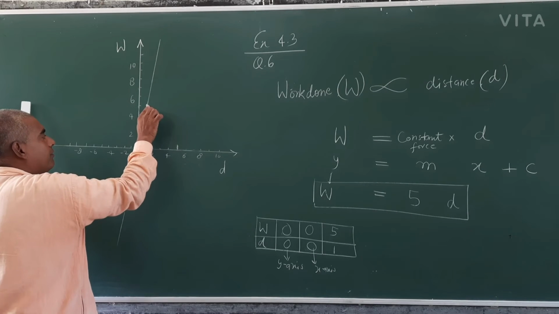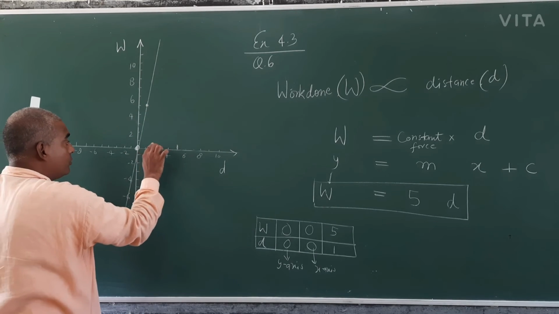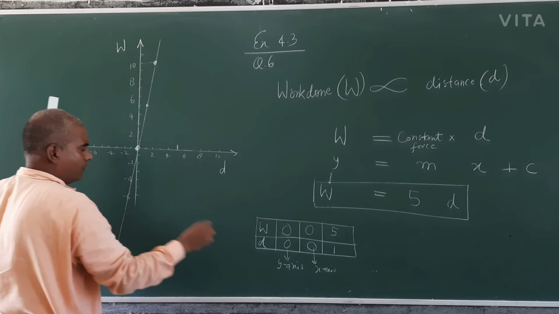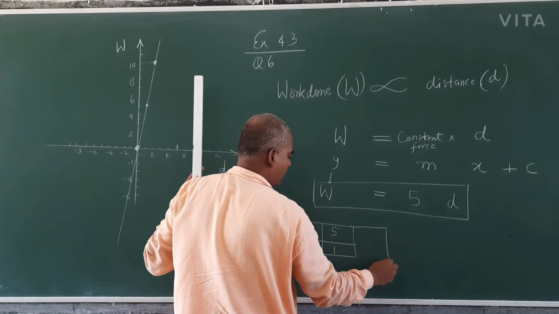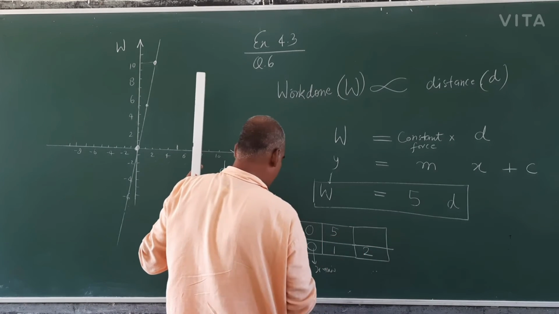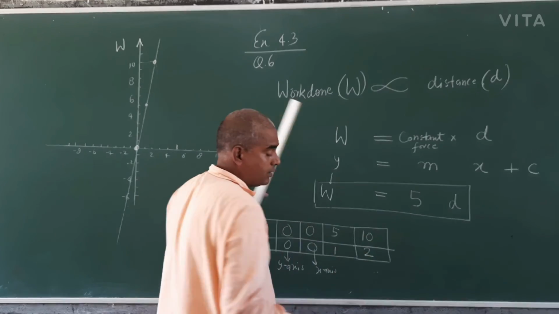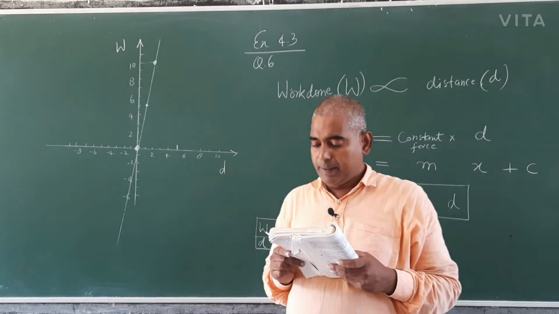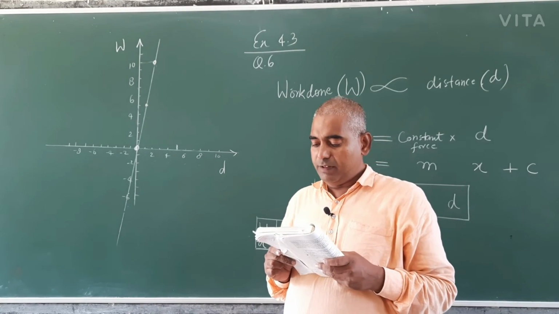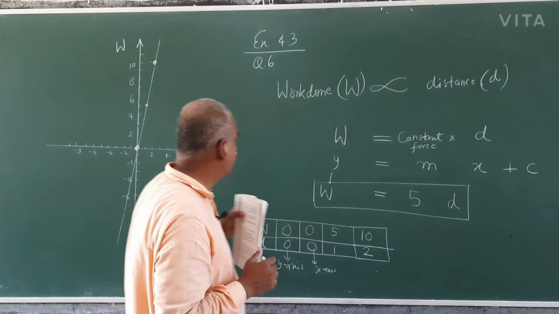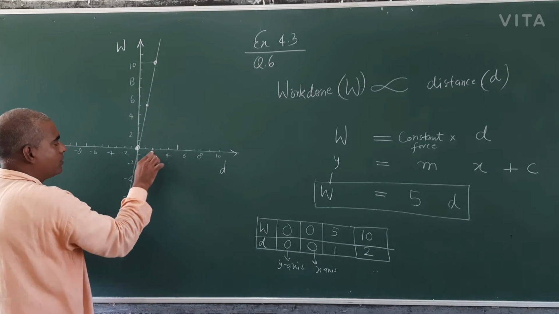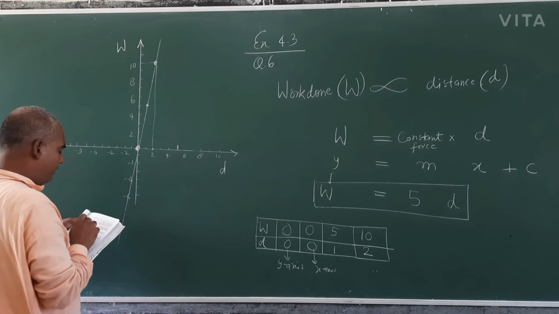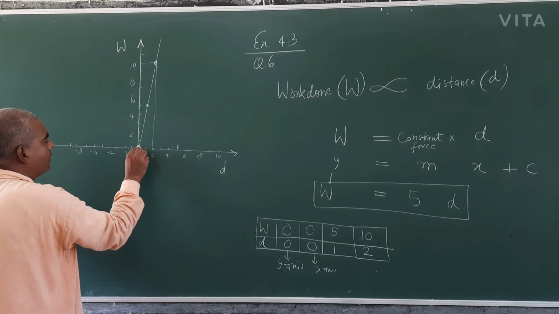This is 1, this is 5. 5 unit work. When this is 2, this will be 10. Okay, just write here. When distance is equal to 2, work is 10 unit. So now the first question is draw the graph. Read from the graph the work done when the distance traveled by the body is 2 unit. When the distance traveled is 2 unit, work done is 10. And when the distance is 0 unit, work done is 0.